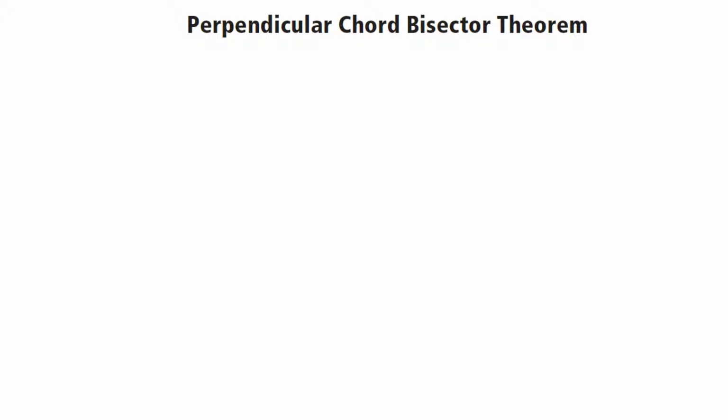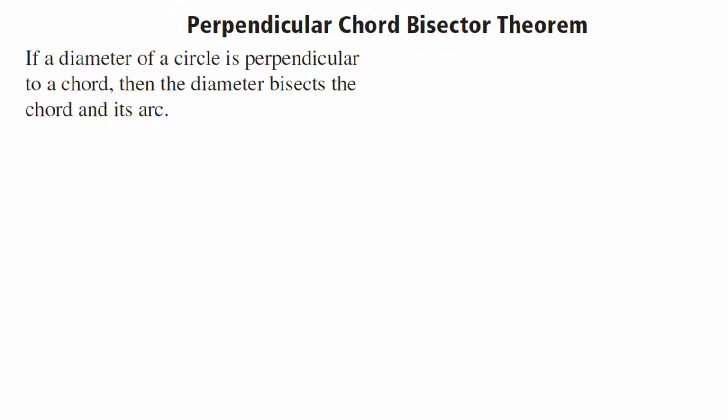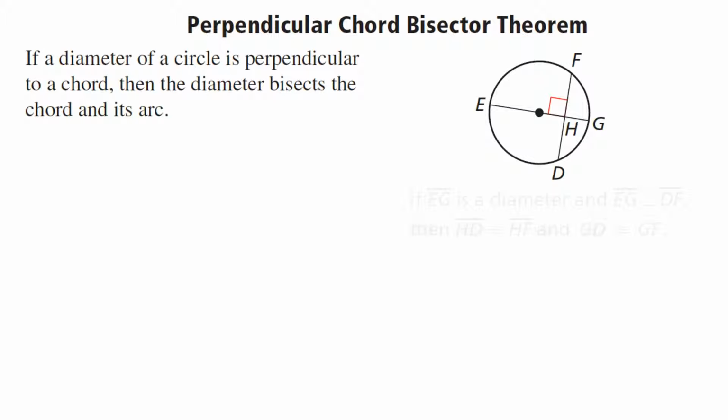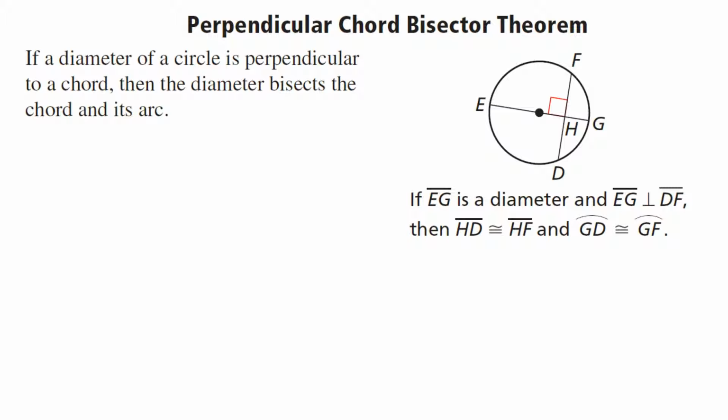Hey, perpendicular, let's throw 90 degrees in the picture and see what happens. All right, so we've got a chord and a diameter, right? So we've got two different line segments here. We've got a chord, got a diameter. If the diameter bisects the chord, we know it's perpendicular.